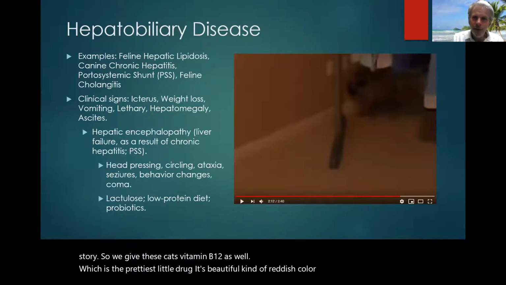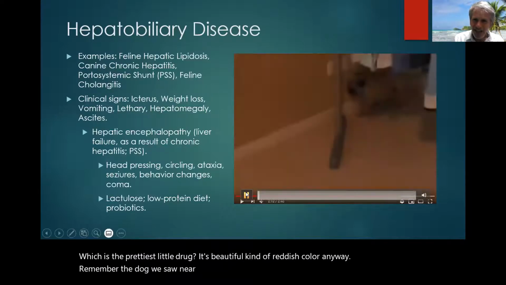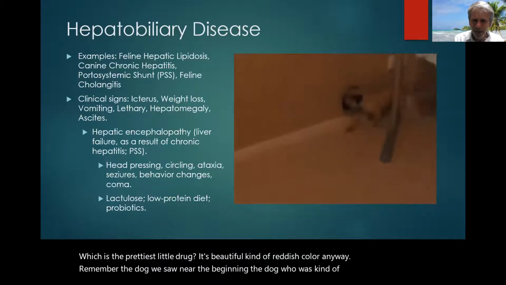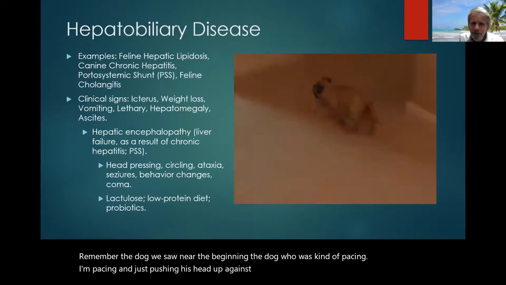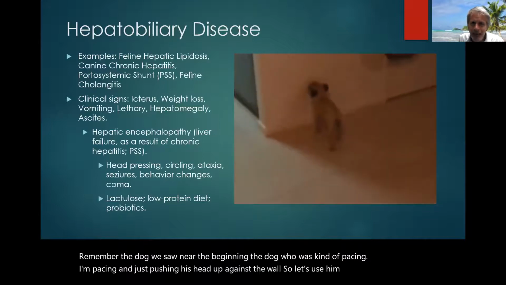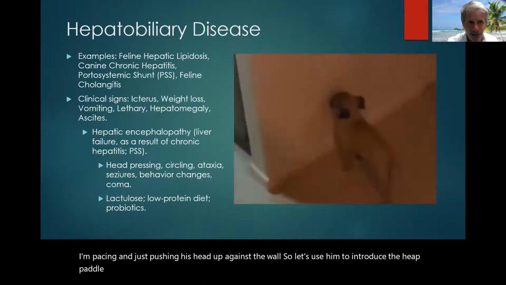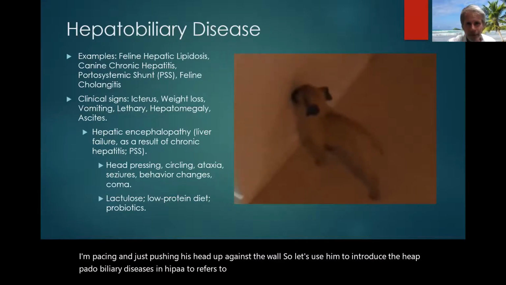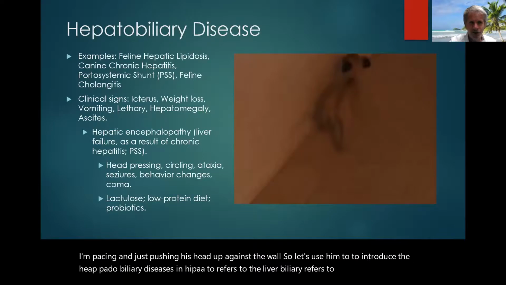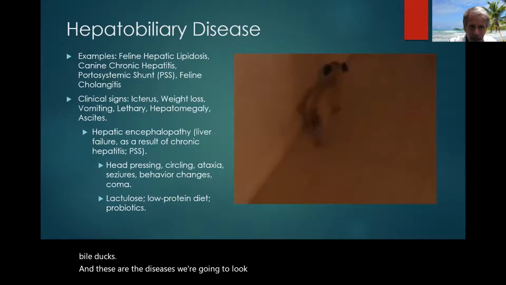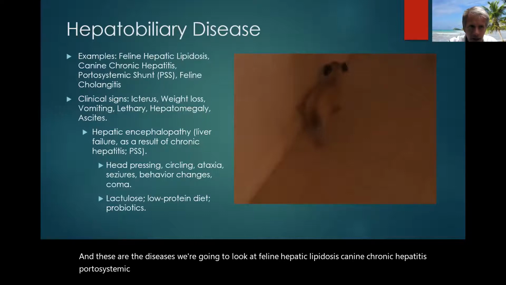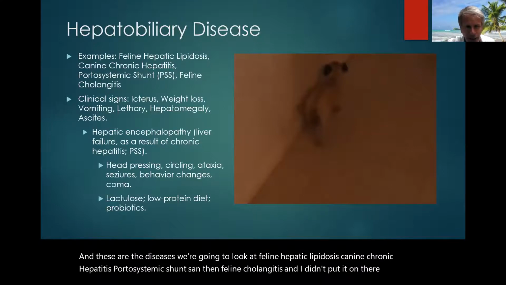Anyway, remember the dog we saw near the beginning, the dog who was kind of pacing and just pushing his head up against the wall. So let's use him to introduce the hepatobiliary diseases. Hepato refers to the liver, biliary refers to the gallbladder and the bile ducts. And these are the diseases we're going to look at: feline hepatic lipidosis, canine chronic hepatitis, portosystemic shunts, and then feline cholangitis, and I didn't put it on there, but also hepatocholangitis.